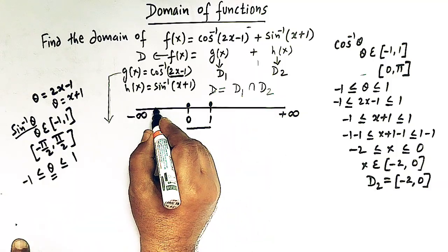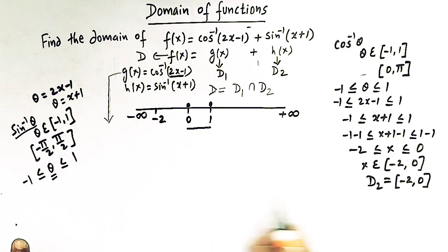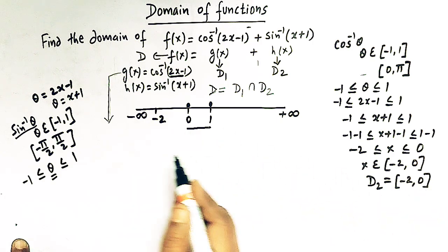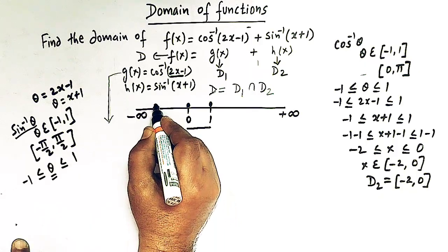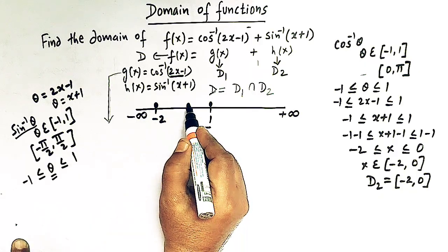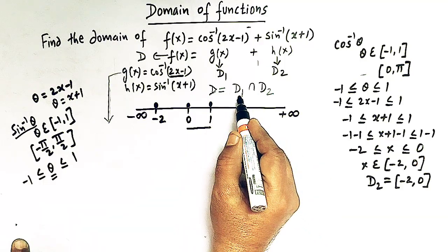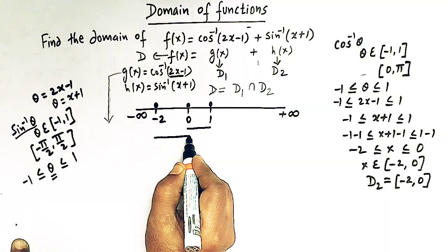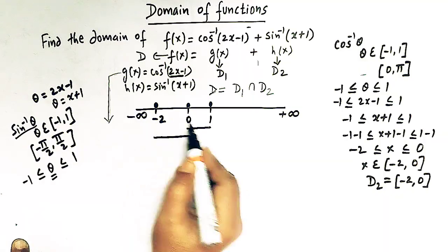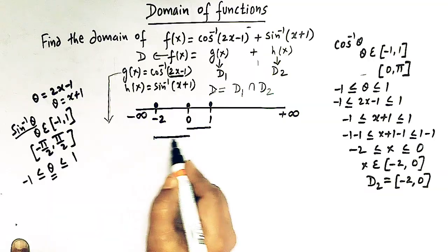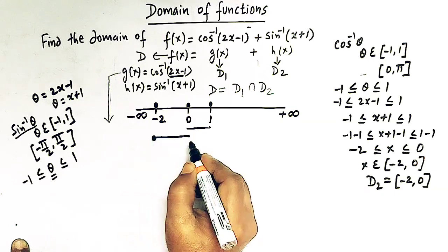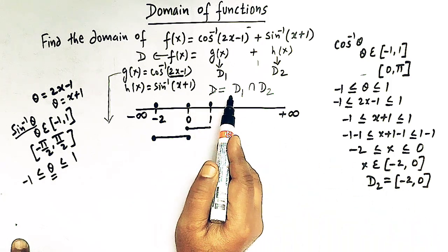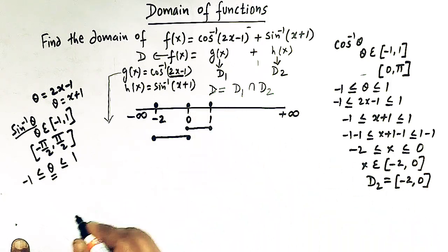So here we have minus 2, right? And from minus 2 to 0, here minus 2 and 0 both are included, right? So here we have minus 2 included, and 0 is already included in the domain of d1. So we have this interval, right? So minus 2 to 0 may be represented like this, and here both the endpoints are also included, and similarly here 0 and 1 are also included, right?